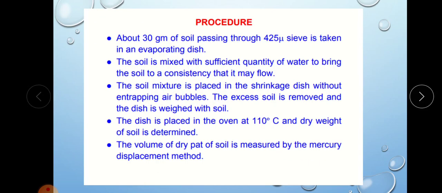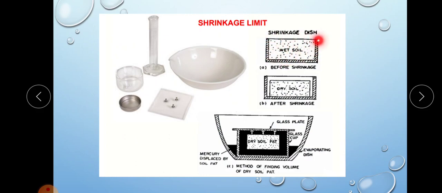That is, we are filling the wet soil into the shrinkage dish. So the volume of the wet soil will be equal to the volume of the shrinkage dish. So the volume of the shrinkage dish is calculated by filling the shrinkage dish fully with mercury, and the weight of the mercury is taken, and the weight of the mercury divided by density of the mercury is the volume of mercury which is filling the shrinkage dish.